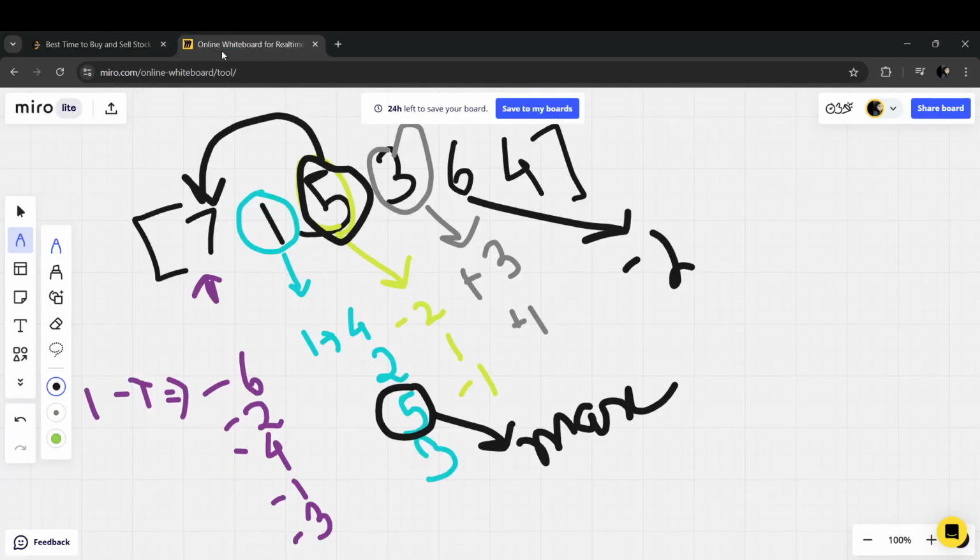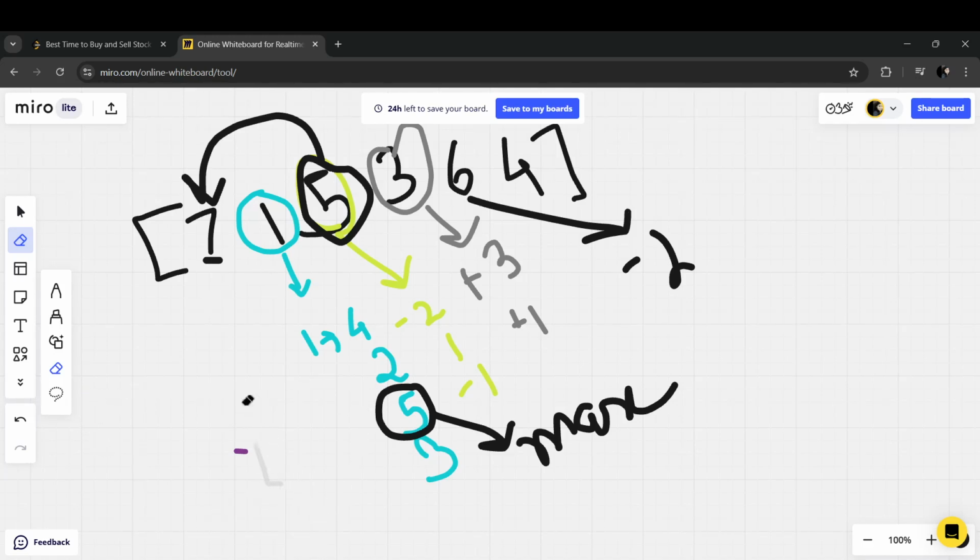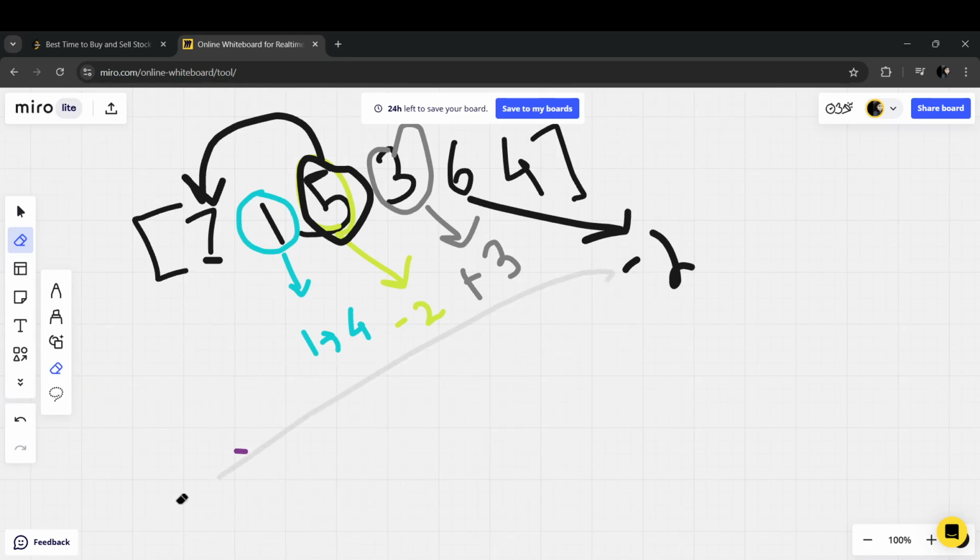Now if you say about the brute force, you will be going one by one. First you will go here and calculate each and everything. Then you will go and calculate each and everything. So instead of that, what you can do is, see, basically you can create an array.